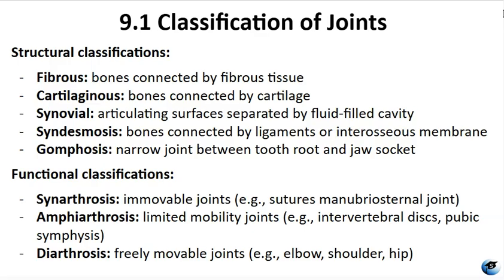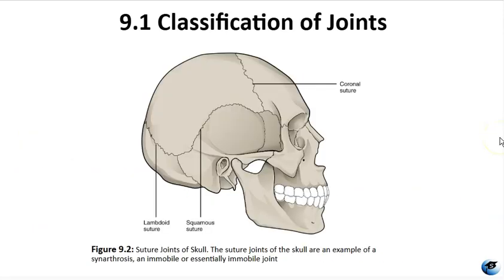Immovable joints like sutures in the skull are shown in figure 9.2. These are the suture joints of an adult human skull. Sutures are narrow joints between most skull bones, and they're a type of synarthrosis. So they're a synarthrotic joint.